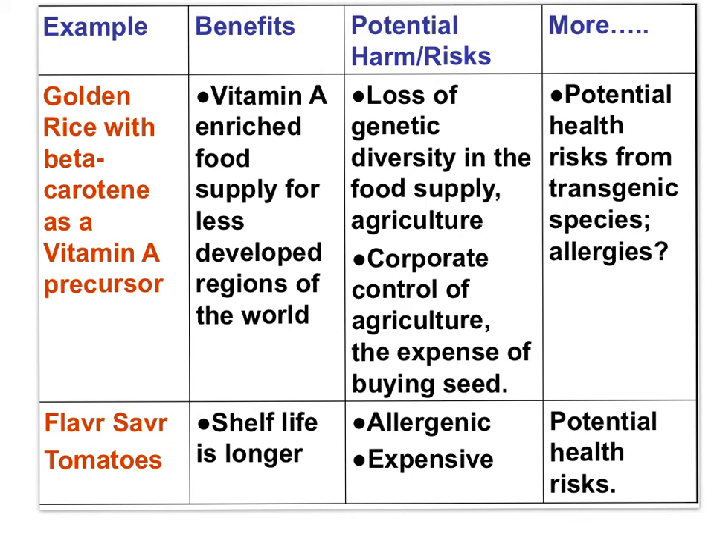Vitamin A-enriched rice is wonderful for people in regions of the world where there are vitamin deficiencies. But what are the risks? Are there health risks, loss of biodiversity, corporate control of seeds? Study this slide to strengthen your understanding of the advantages and disadvantages of genetically modified crops.